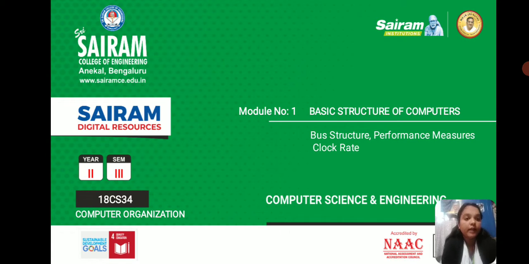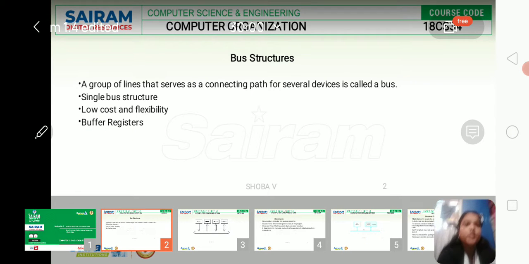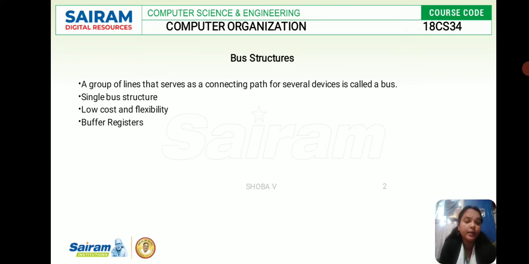Here we have two types of bus structure. First, we need to understand that it serves as a connecting path for several devices; that is called bus structure. We have two categories: single bus structure and multiple bus structure. In single bus structure, it transfers one at a time, and it is very low cost and very flexible. Because all buses don't have the same speed, the concept is to get a reasonable speed of information transfer.